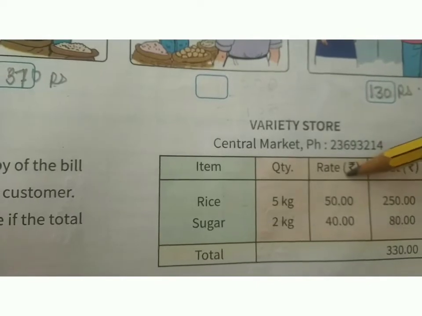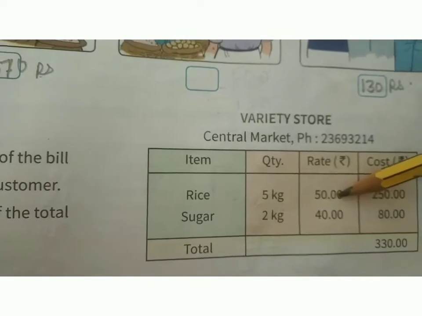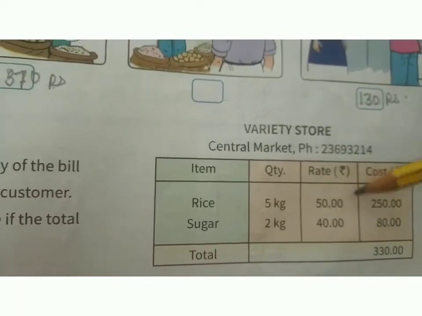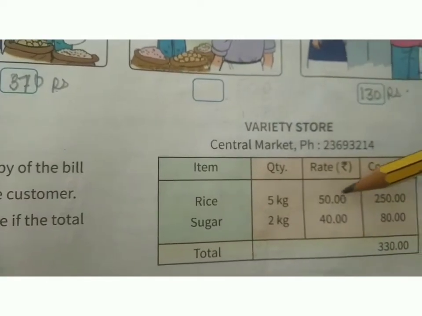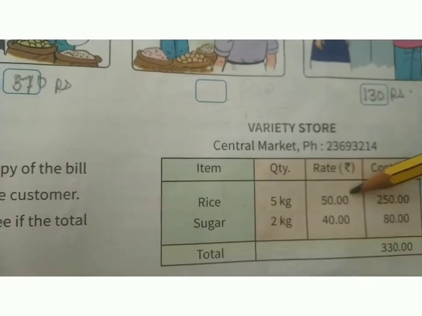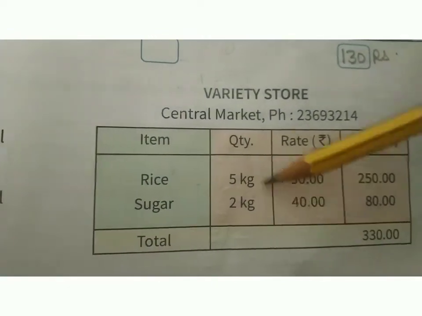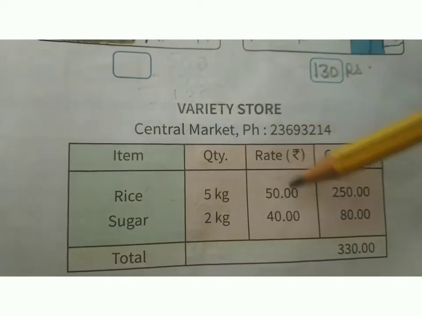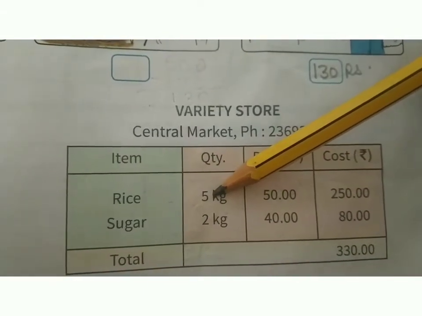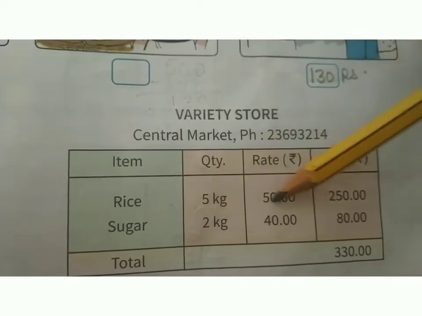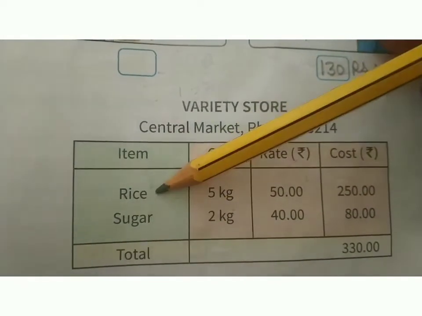This is the column of rate, the third column. In this column, we write the rate per kilogram or the rate for each item. Like here, the rate given is 50 rupees per kg of rice. This is the column of cost. Means, as I have purchased 5 kilograms of rice and the rate is 50 rupees per kg, what will be the cost of 5 kilograms of rice? 50 multiplied by 5. 5 5s are 25. So that has become 250 rupees. That will be the cost of rice.